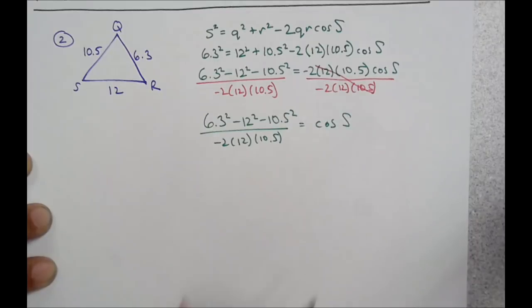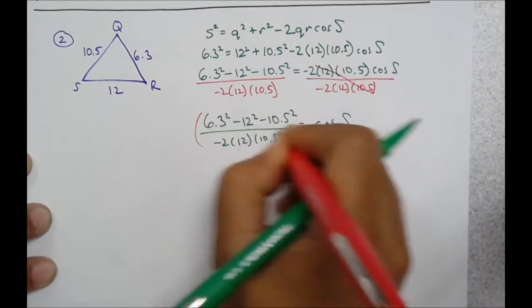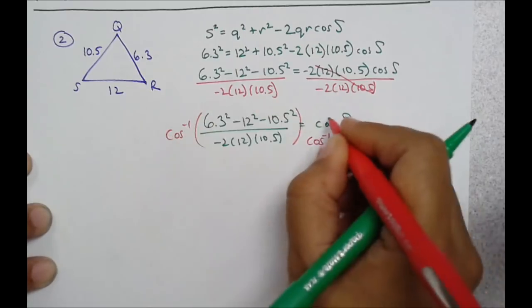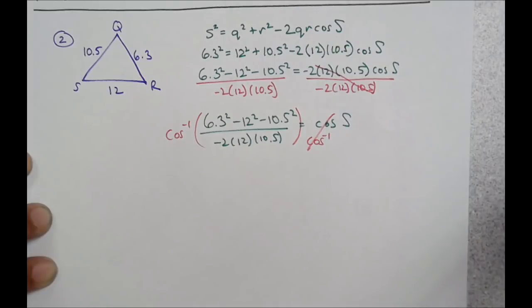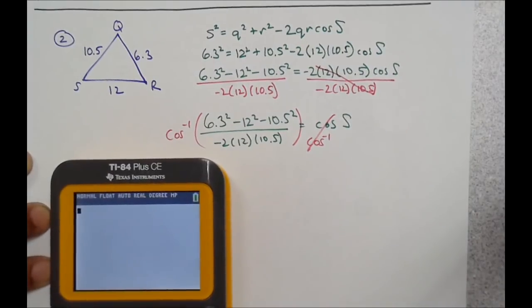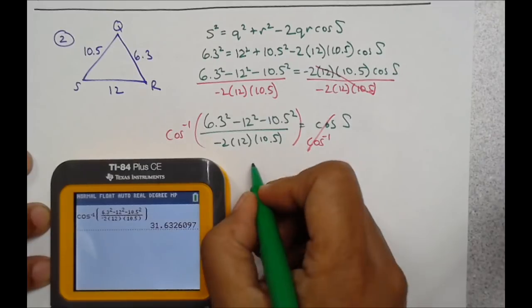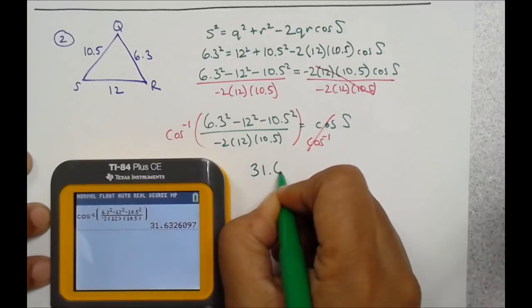To get rid of cosine so we can solve for the angle, we're going to do the cosine inverse of this whole thing. So that cancels, and we're going to plug this all into our calculator. So again, we're going to use our second cosine button, and I'm going to put it in as a fraction. So we have 6.3 squared minus 12 squared minus 10.5 squared, and then divide that by negative 2 times 12 times 10.5, and that's going to give us approximately 31.6 degrees.